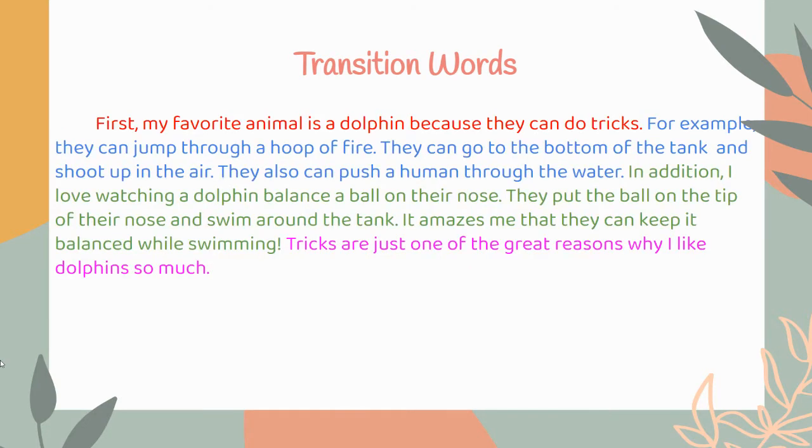So if I was writing an essay about my favorite animal and I chose dolphin, then my T1 paragraph might look something like this. First, my favorite animal is a dolphin because they can do tricks. There's my topic sentence. My 3 A detail sentences are, for example, they can jump through a hoop of fire. They can go to the bottom of the tank and shoot up in the air. They can also push a human through the water. Then my 3 B details.